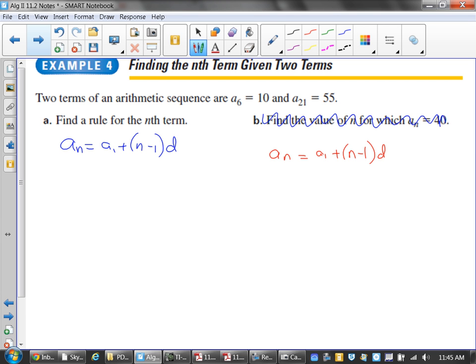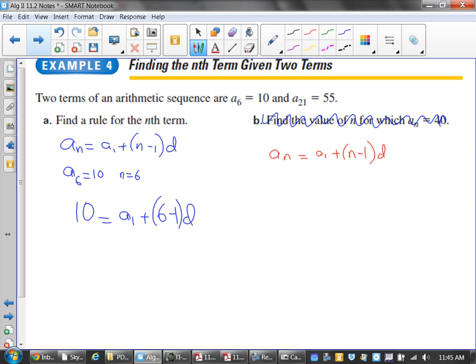So let's work with the first one. A sub 6 is 10. If a sub 6 is 10, what's n in this case? Good. I still don't know anything else. So I fill in the blanks. 10 is my first term plus 6 minus 1 times d. You okay with that?